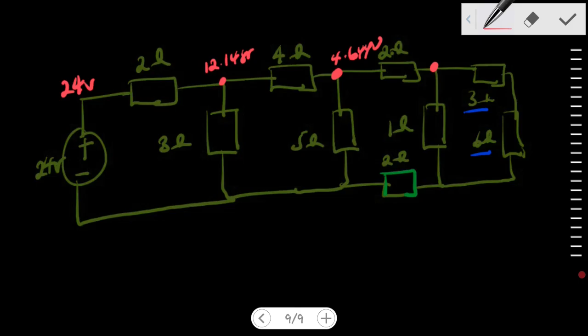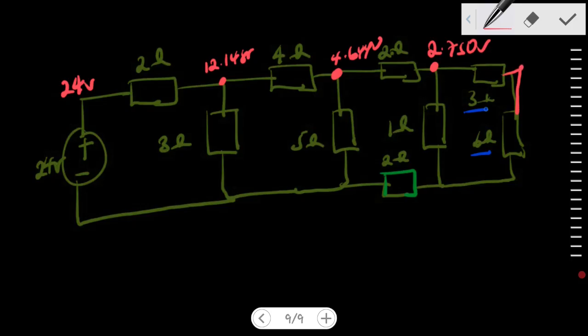4.644 minus this, we shall be getting 2.750. This will be in volts, right? So that's the potential at that point. But at this point, the potential also varies, right? So let's get the potential at this point also.